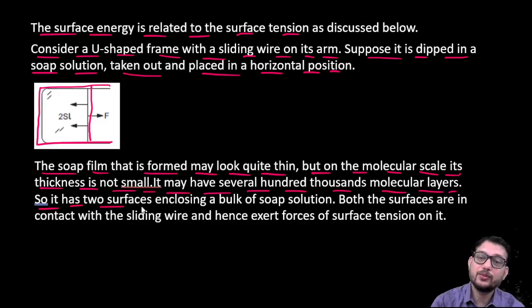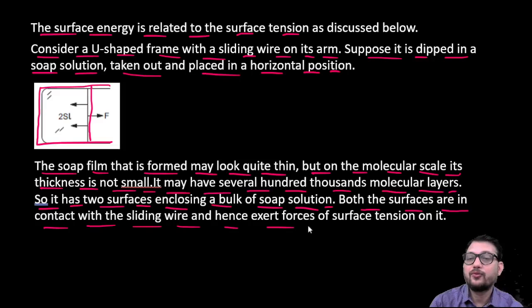So it has two surfaces, including a bulk of soap solution. I have already explained in the previous lecture that normal water has only one layer, so it has only one surface. But in the case of soap solution, we have a dual layer, or we can say a dual surface area. Both the surfaces are in contact with the sliding wire and hence exert forces of surface tension on it.